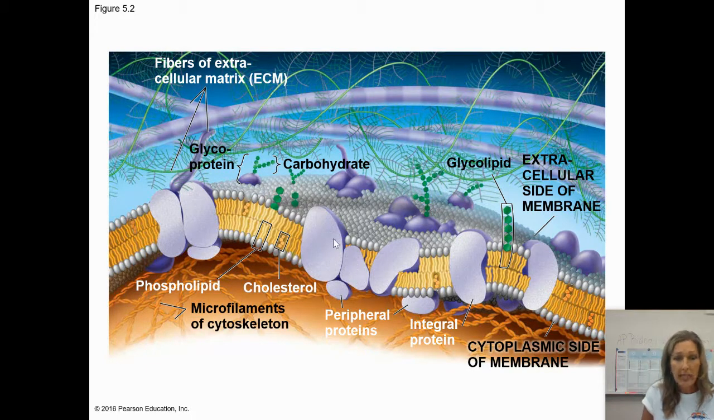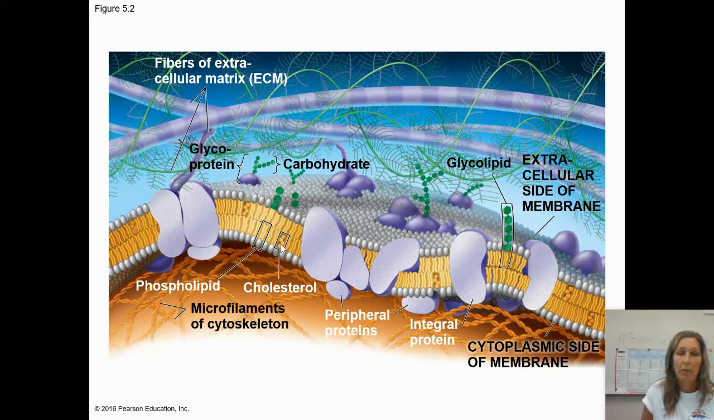Now, what I'm also seeing in here is cholesterol. When I see cholesterol embedded into the plasma membrane, I automatically know that this is an animal cell plasma membrane. The purpose of the cholesterol is to help maintain fluidity of the plasma membrane. The membrane has to be able to move. It can't solidify. If it solidifies, then things can't get in and out of the cell. We can't have oxygen and carbon dioxide and water being able to move through the membrane easily.